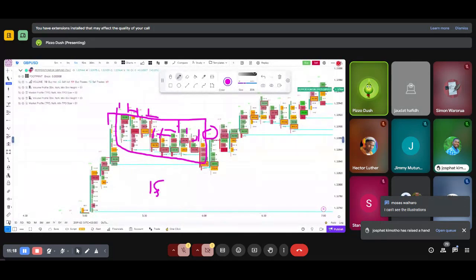I can see the illustrations. If you can't see, please log out, then log in. Ukiweka utaona vizuri. So then all of a sudden, kunakuja a volume spike. What is a volume spike? You can see. Let me try zooming in for you.